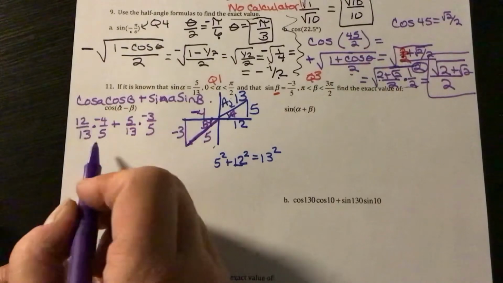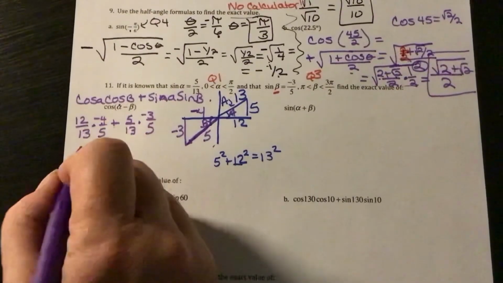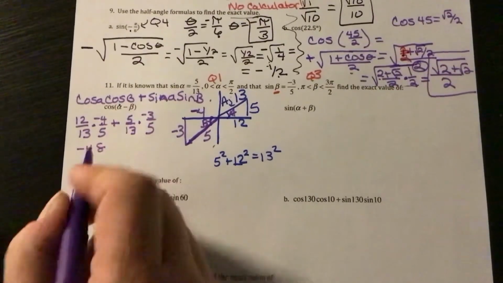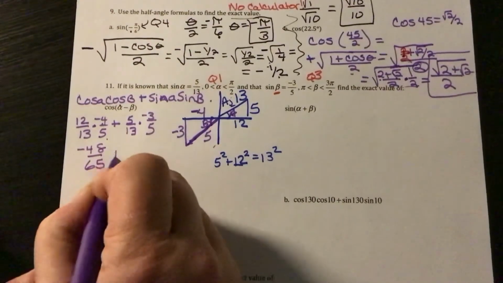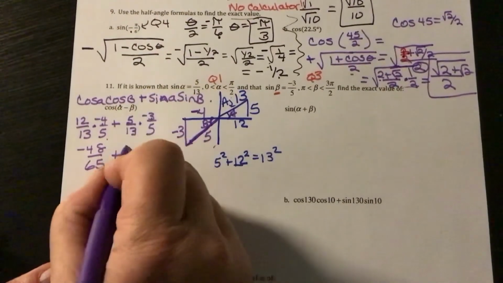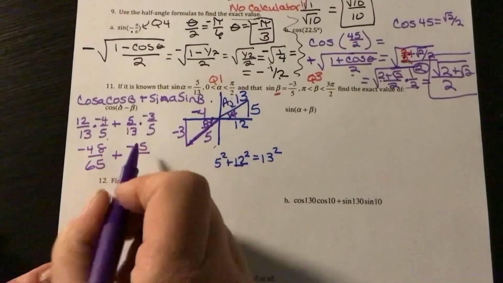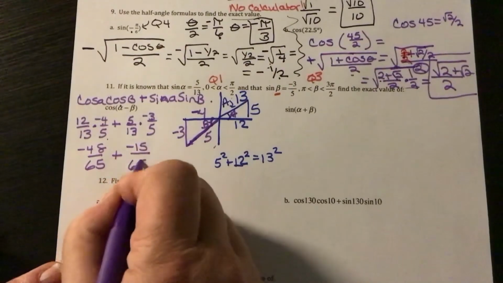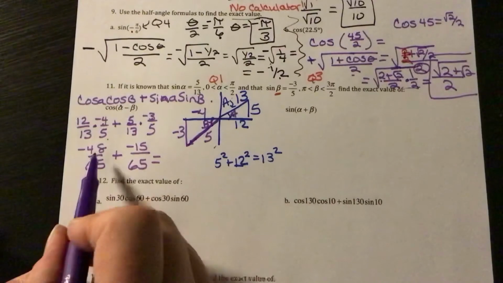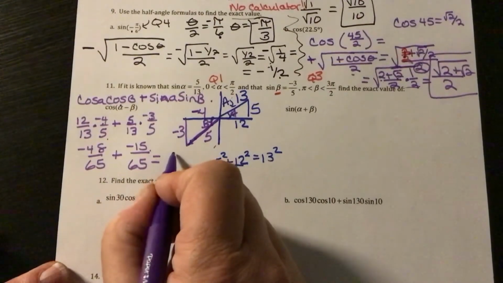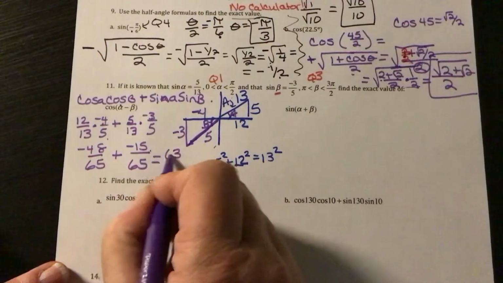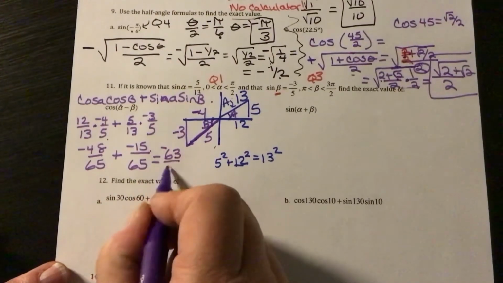So if I multiply these together, negative 48 over 65 plus negative 15 over 65. So if I add these together, 48 and 15, that's 63. And that's negative 63 over 65.